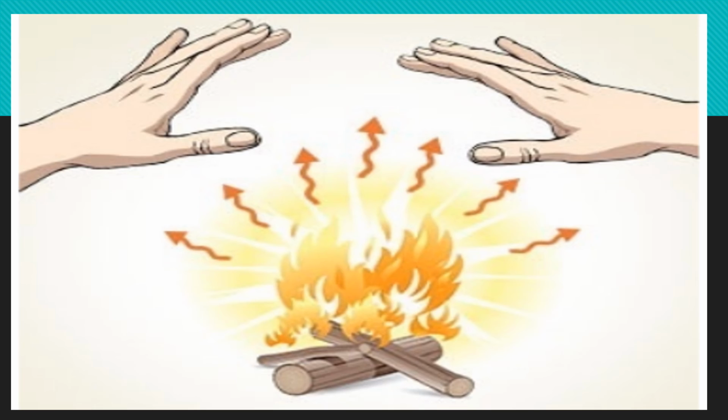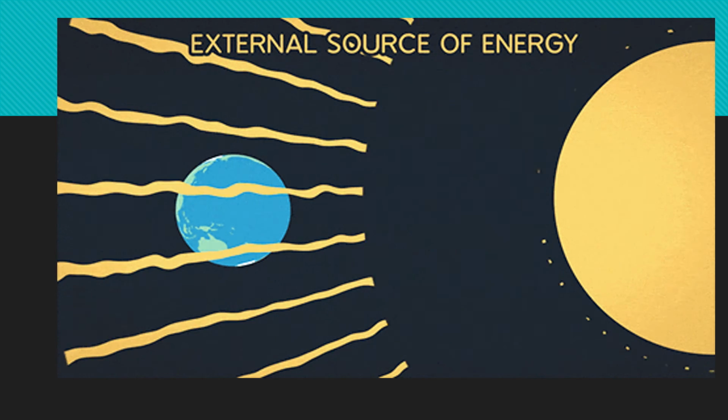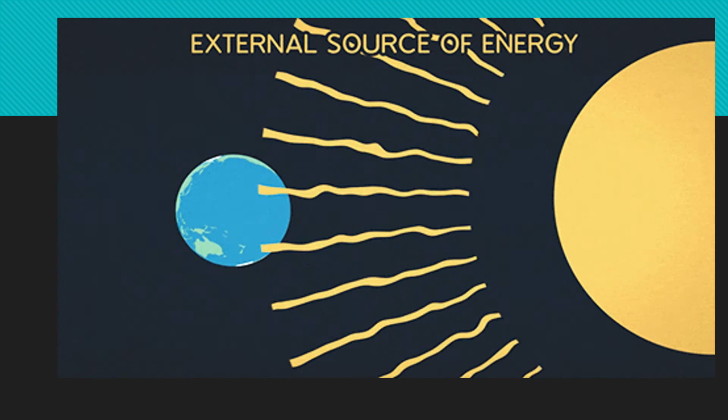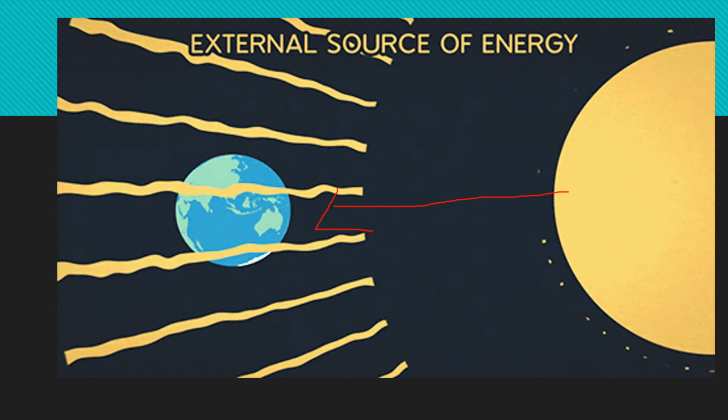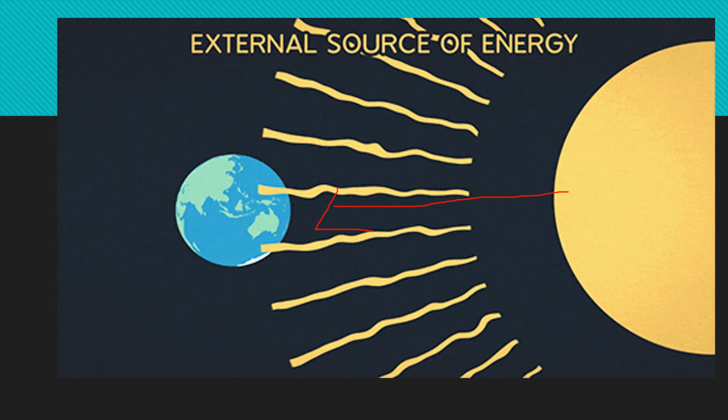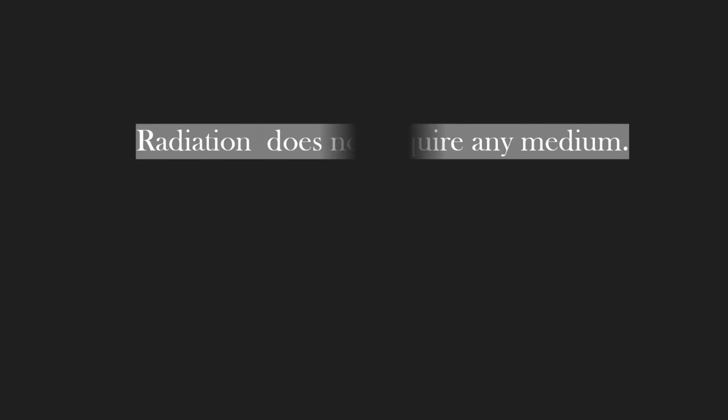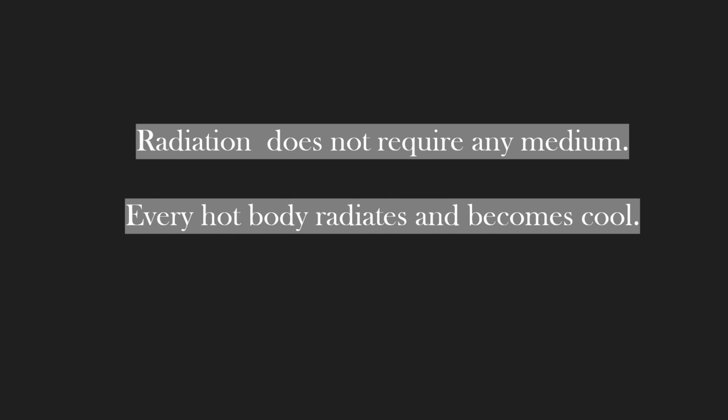You may notice that people sitting near firewood are getting heat. So here heat is getting transferred in the form of waves. Such a process of heat transfer can be termed as radiation. This is another example. Here the heat energy from the sun is reaching the earth through the process of radiation. Radiation does not require any particular medium. Every hot body radiates and becomes cool.